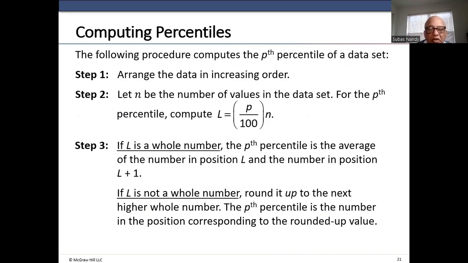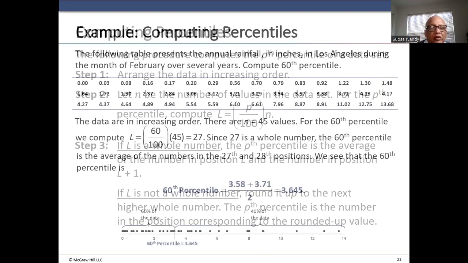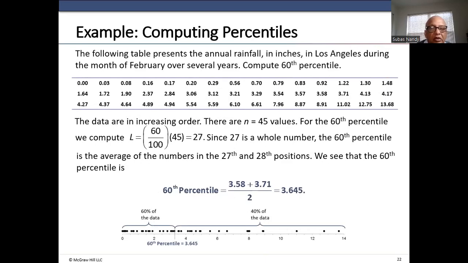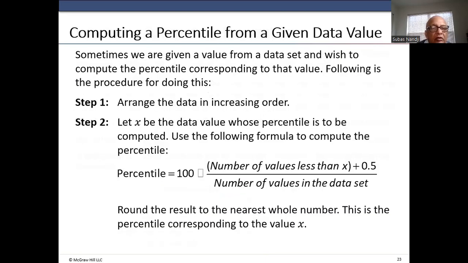If L is not a whole number, round it up to the next higher whole number. The pth percentile is the number in the position corresponding to the rounded up value. So they want to find the 60th percentile, 0.6 times 45, which is 27. Since 27 is a whole number, the 60th percentile is the average of the 27th and 28th positions. Okay. What does it mean? That means 60% of the numbers fall below 3.645, and 40% above it.